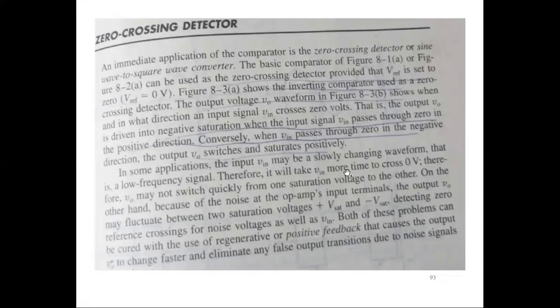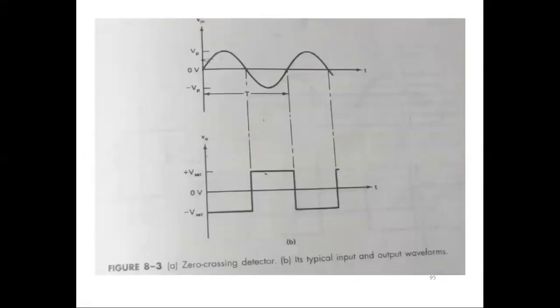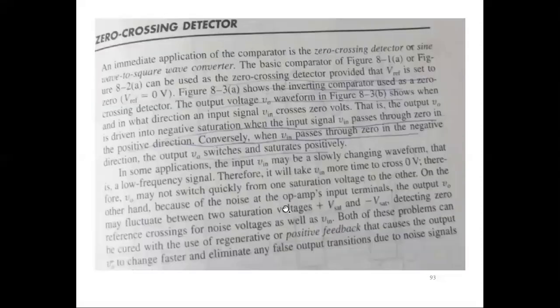Therefore, it will take V in more time to cross 0 volts. So it will slowly cross 0 volts. Therefore, V0 may not switch quickly from one saturation voltage to the other. So the switching from positive to negative and negative to positive, which is shown in the waveform here, might not occur so fast. The other problem which will occur is that because of the noise at the op-amp input terminals, the output V0 may fluctuate.